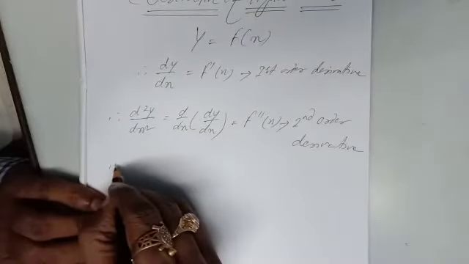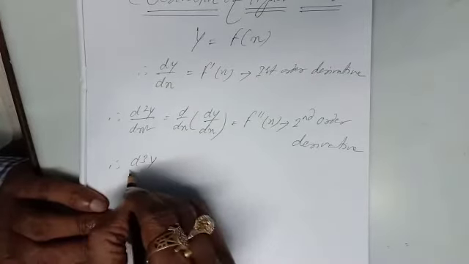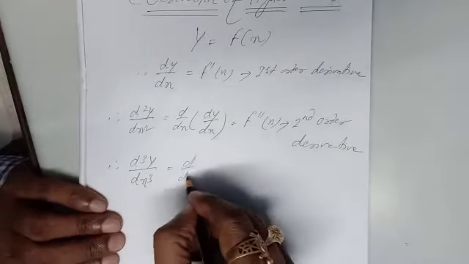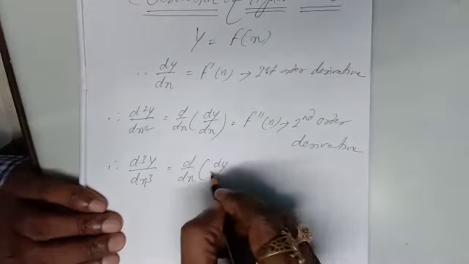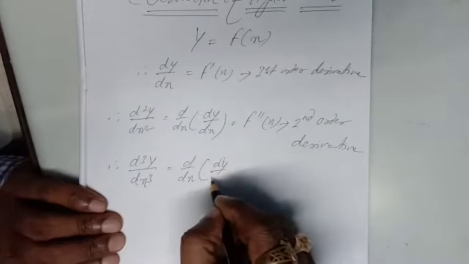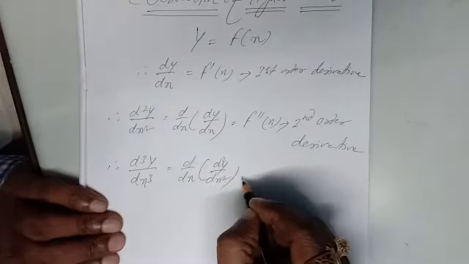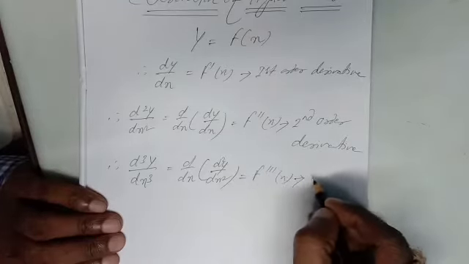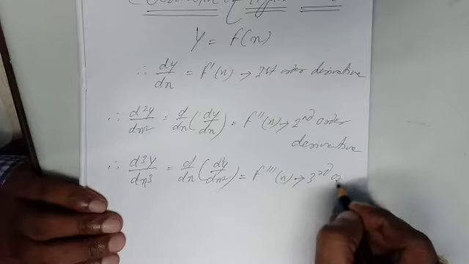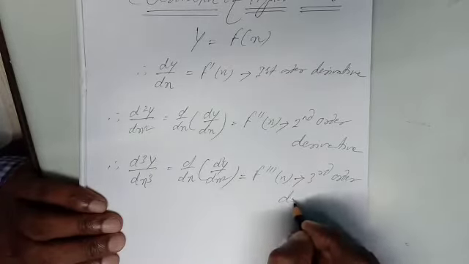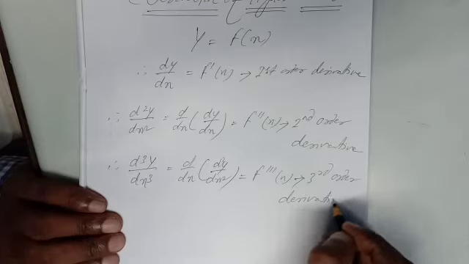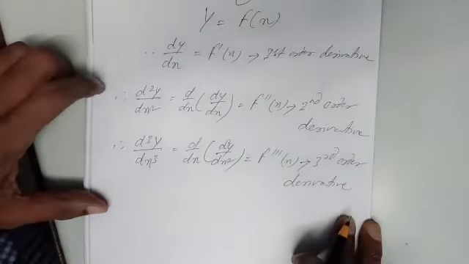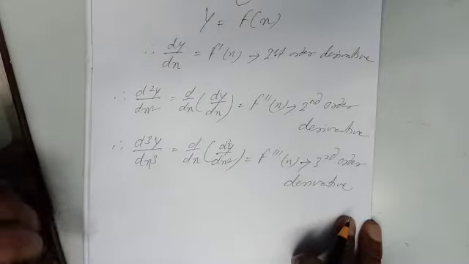Next, same process, you can find third order derivative d cube y by dx cube. This is nothing but d by dx of the second order derivative, d square y by dx square. This is represented as f triple dash x, and this one is the third order derivative. In this way, we can find first, second, and third order derivative.